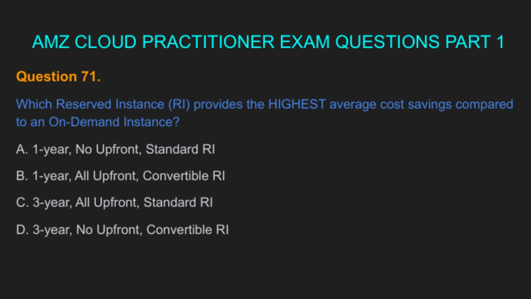Question 71. Which reserved instance, RI, provides the highest average cost savings compared to an on-demand instance? A. 1 year, no upfront, standard RI. B. 1 year, all upfront, convertible RI. C. 3 year, all upfront, standard RI. D. 3 year, no upfront, convertible RI. The answer is C. 3 year, all upfront, standard RI.